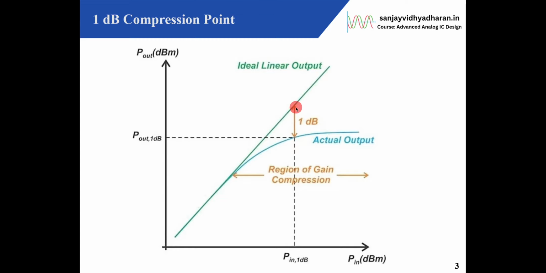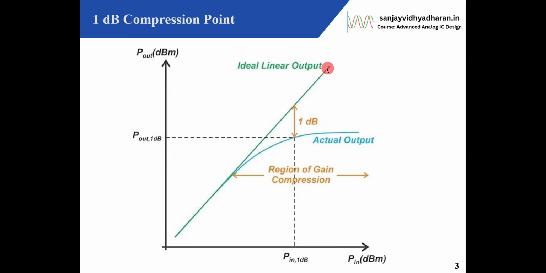One of the measures of linearity is the 1 dB compression point. It is the point at that input level out here. If I extend this curve here, the difference here is 1 dB. That means as compared to the ideal linear output, the actual output available is 1 dB lower. So this is known as the input referred 1 dB compression point, and this will be known as the output referred 1 dB compression point.